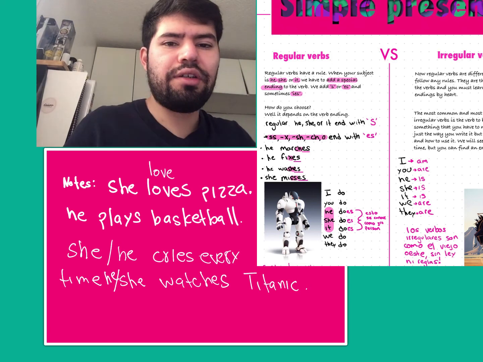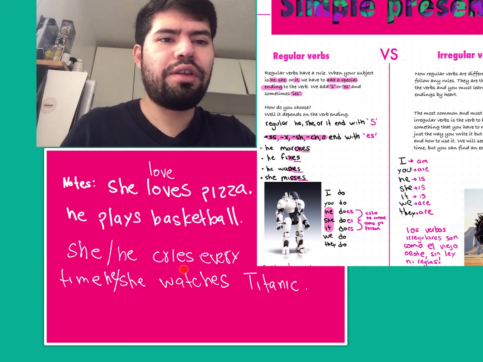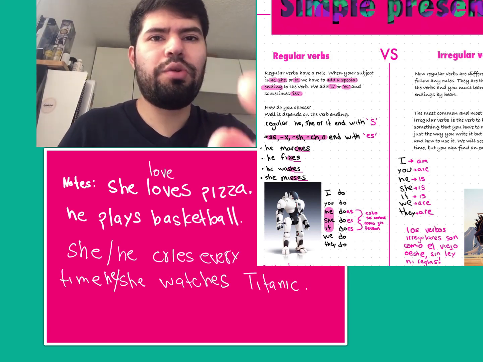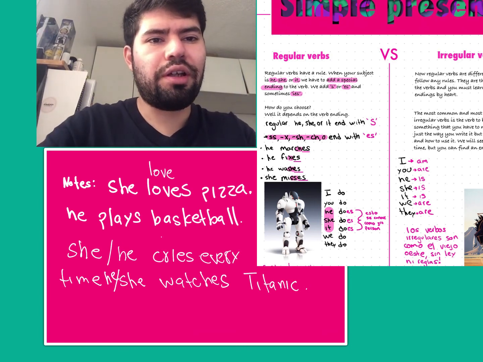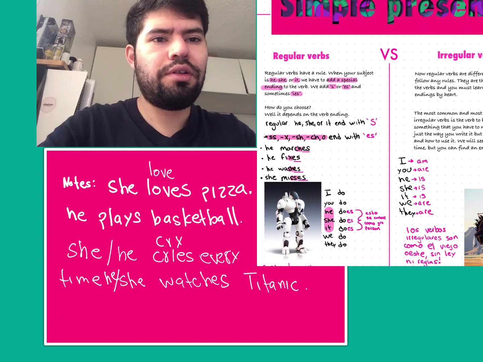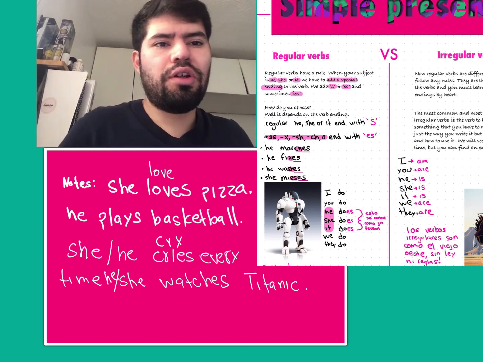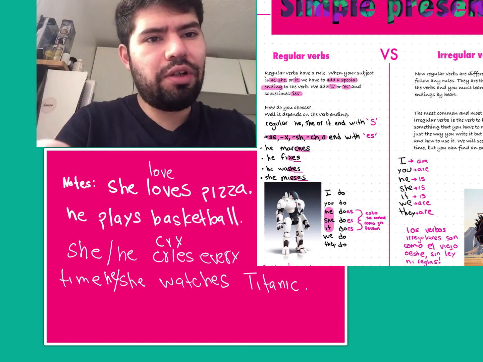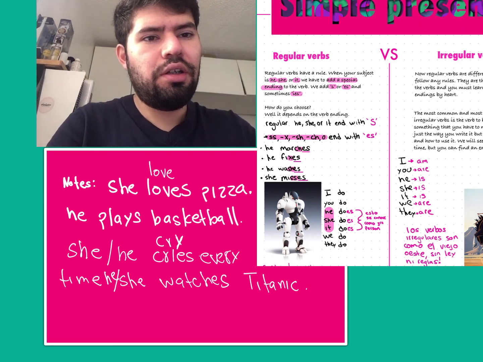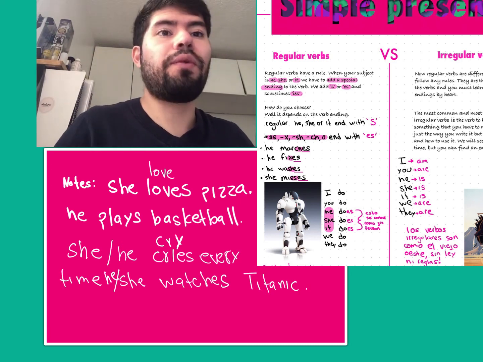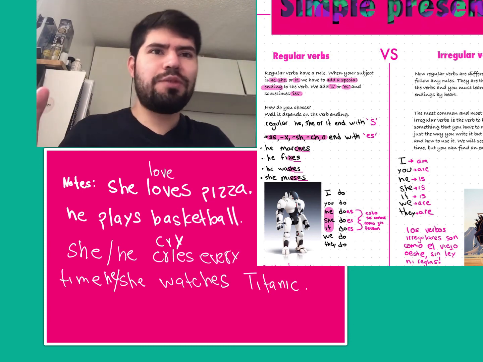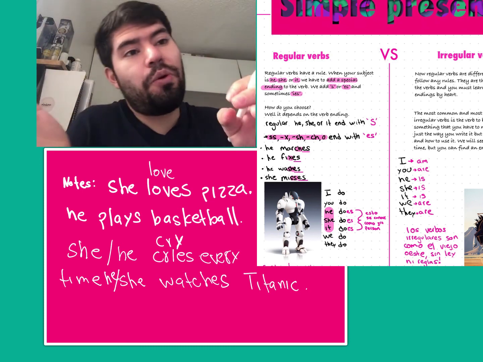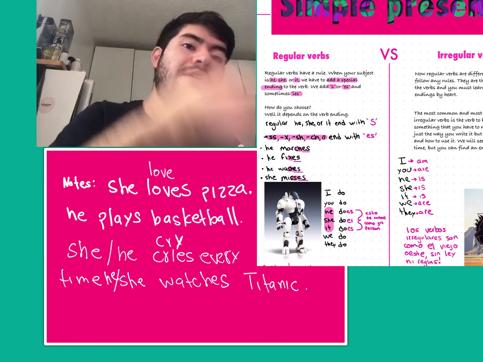All right, guys, so here we can see with cry, what would the regular infinitive form of the verb cry look like? Well, it looks like this, cry. So it ends with y, termina con la y, so we have to change it for an I-E-S. All right, guys. So that's pretty much it about the simple present with regular and irregular.